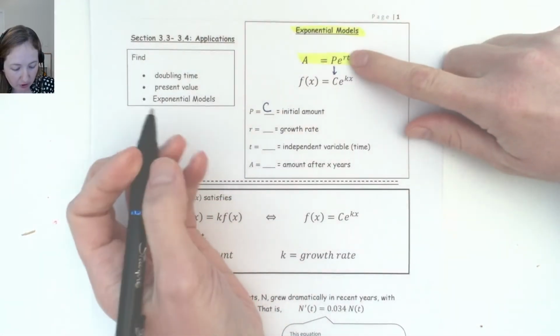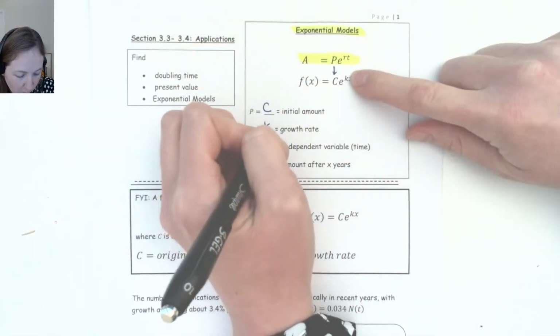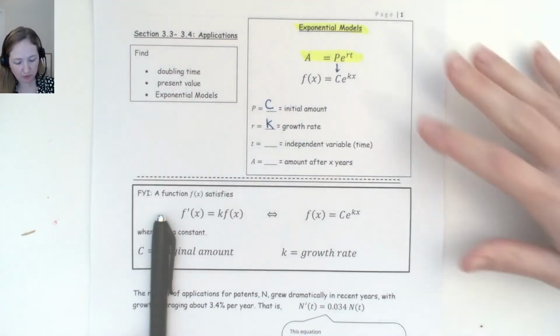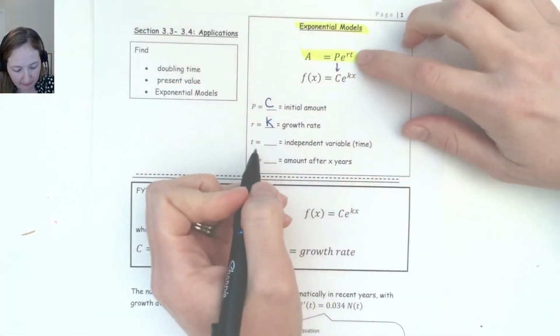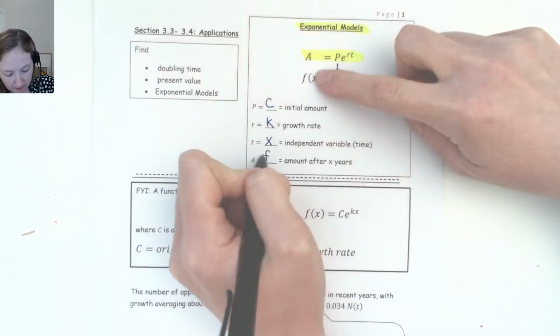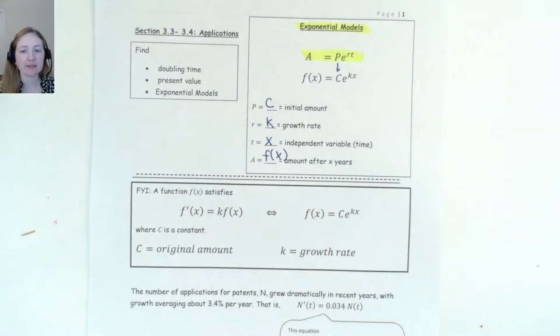The r was our interest rate. Here you'll notice in this more general exponential model, we have a k. So k represents the growth rate or decay rate. And then in this more general exponential model, instead of having t, we have x, so that's our independent variable, and then our f of x is going to be the amount after x years.